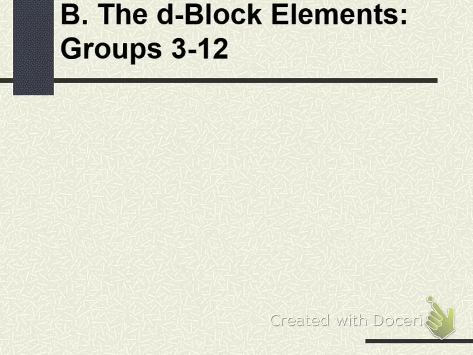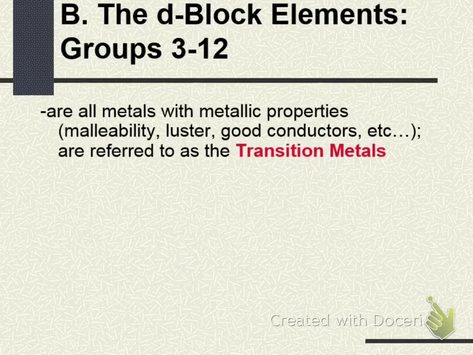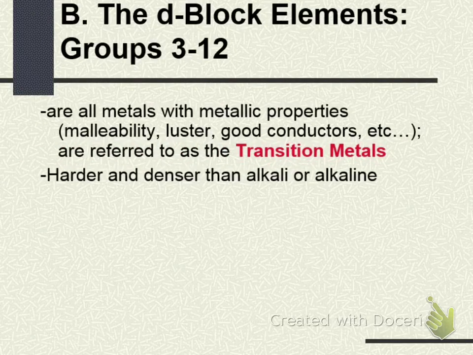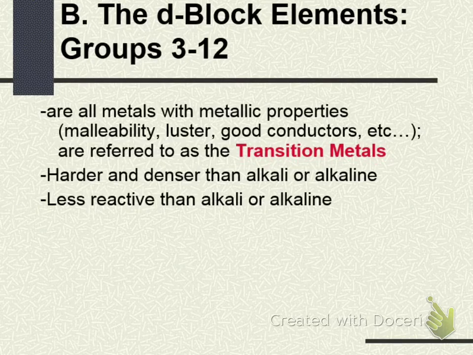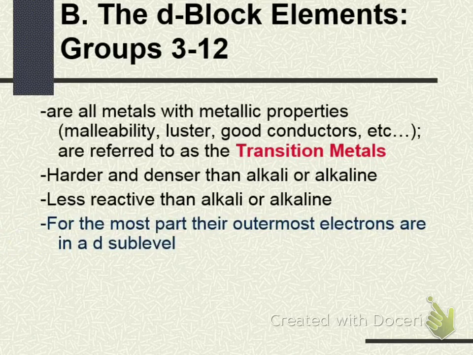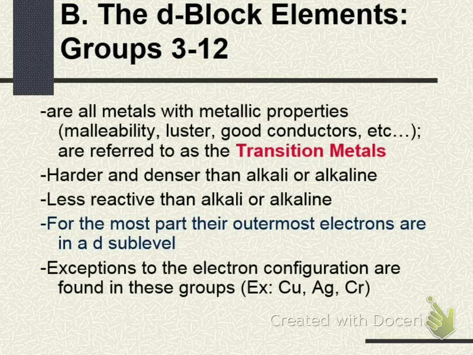The d block elements, of course, is the transition metals. They're harder and denser than the alkali or alkaline earth metals. They're less reactive than groups 1 and 2, and for the most part, their outermost electrons are in a d sublevel. They have those exceptions to the electron configuration that we talked about last unit. And remember, they're filling the d orbitals, and so they're going to have anywhere from d1, d2.